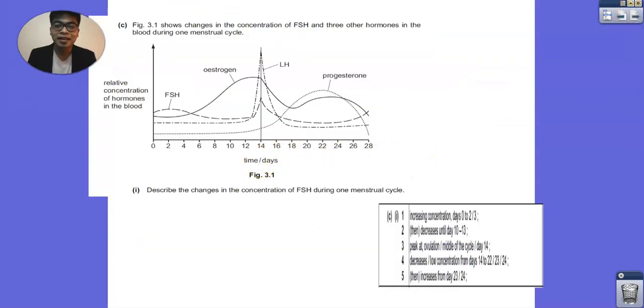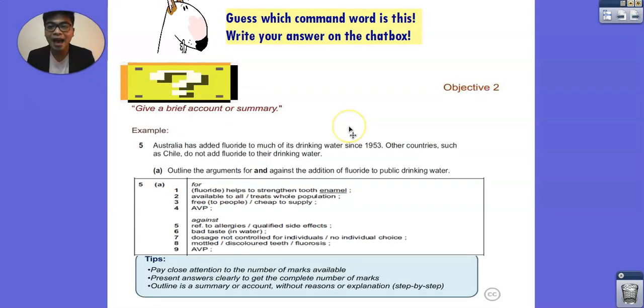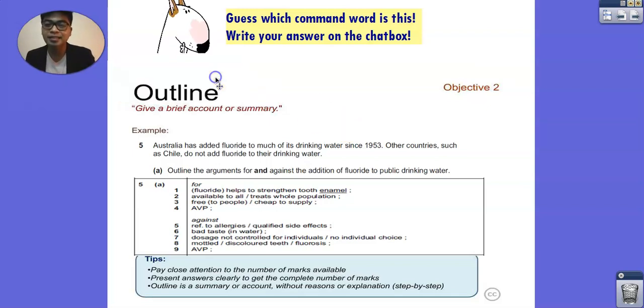And lastly, we have to give a brief account or summary. So what is this? This is just outline. So for example, this is the scenario. Australia has added fluoride to much of its drinking water since 1953. Other countries such as Chile do not add fluoride to their drinking water.